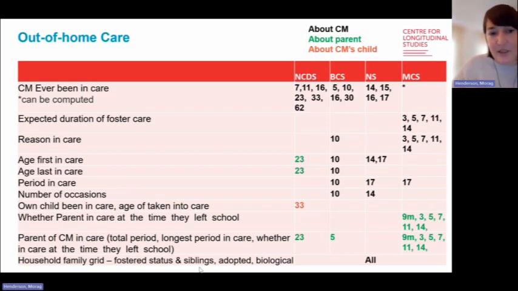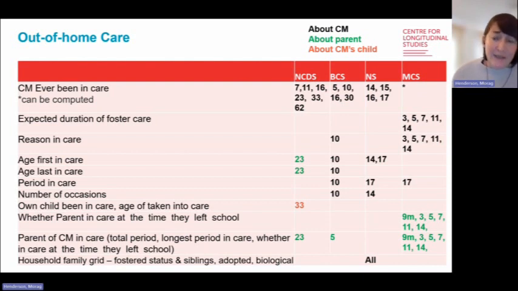The variable description is on the left-hand side. It's not the specific question that's in the cohort studies, but a description of the variable. We've got the NCDS, the 58 BCS, Next Steps, and MCS in columns in order from oldest to youngest. Each of the numbers denotes the age at which the variable was captured. So for NCDS, you can see whether or not the cohort member had ever been in care is captured at age 7, 11, 16, 23, etc. And you can see the subsequent ages for the different cohorts.